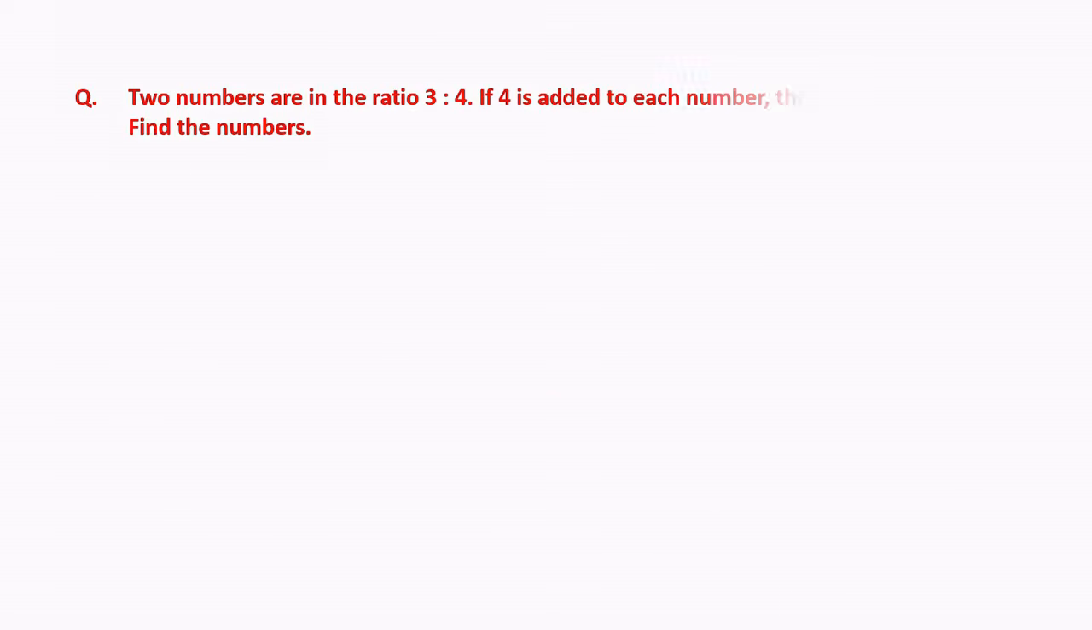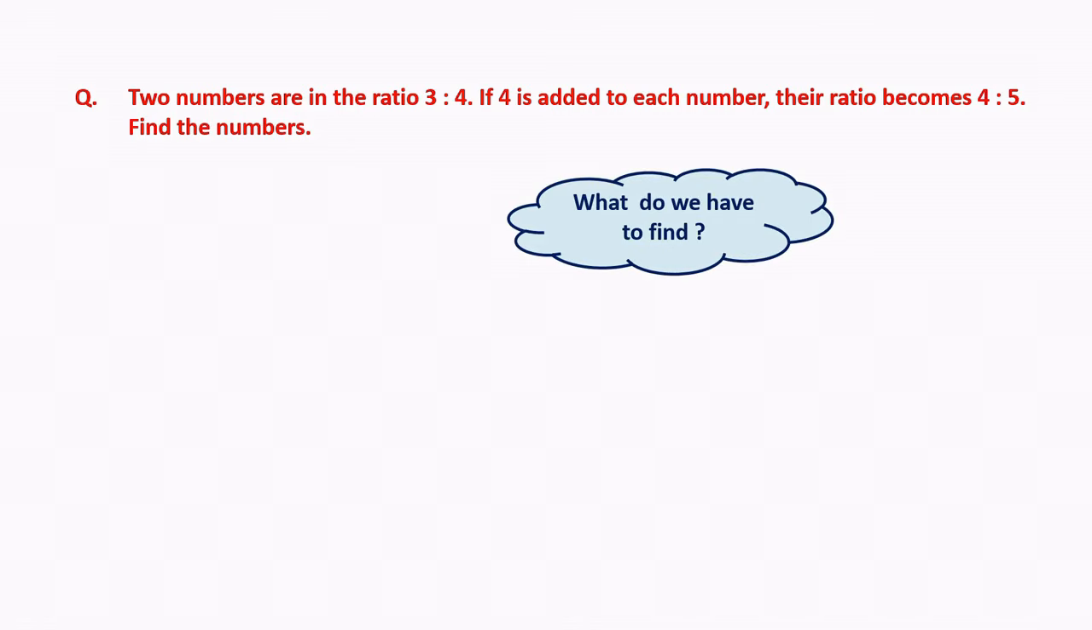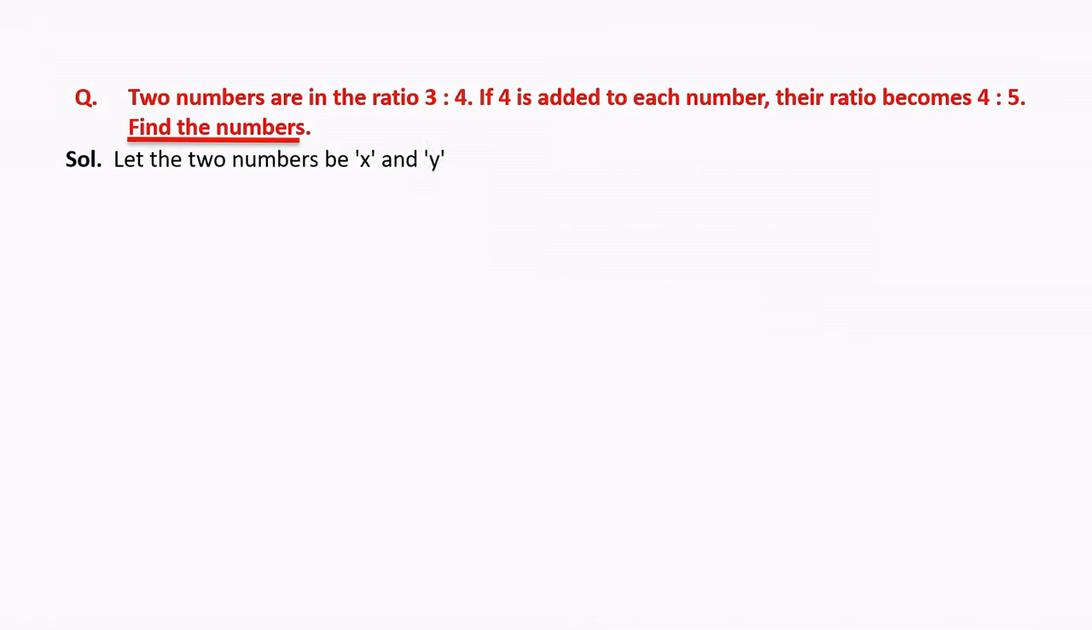Let us read the question carefully. Two numbers are in the ratio 3:4. If 4 is added to each number, their ratio becomes 4:5. We need to find the numbers. First, let us assume the two numbers as x and y.